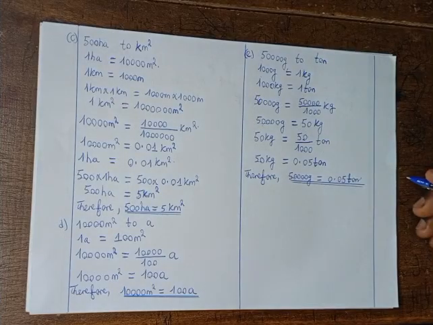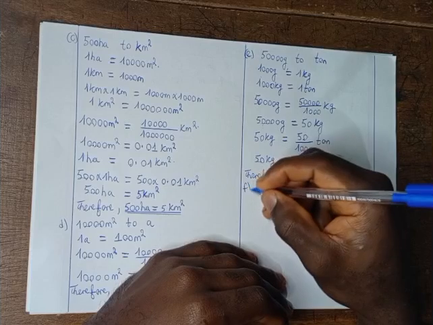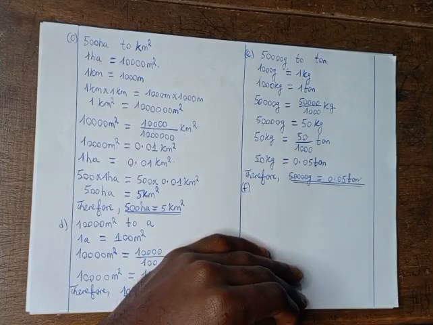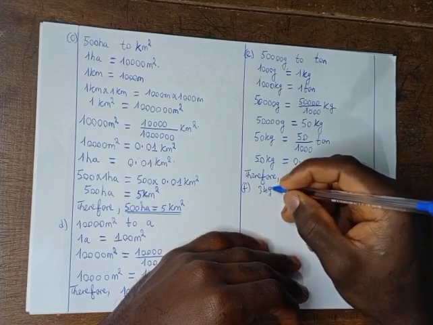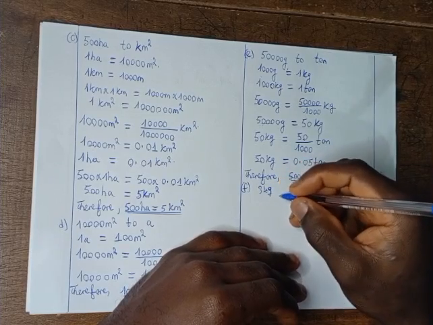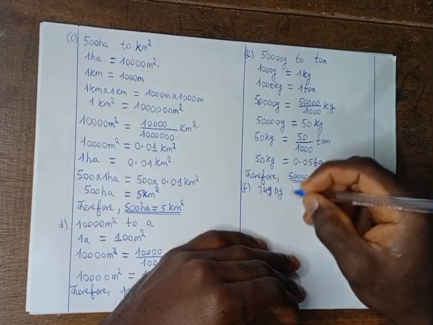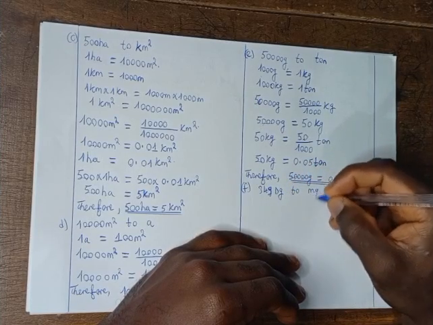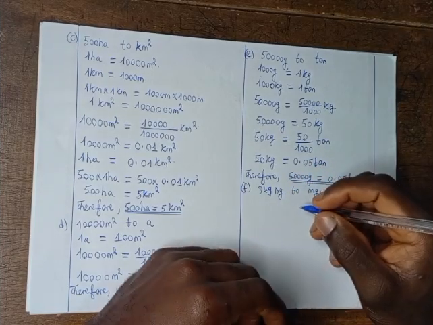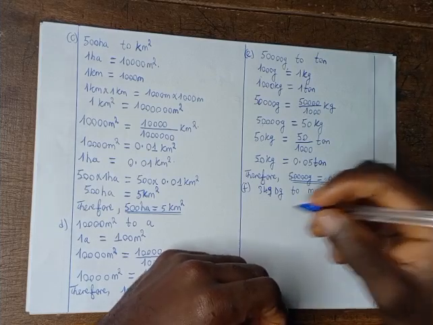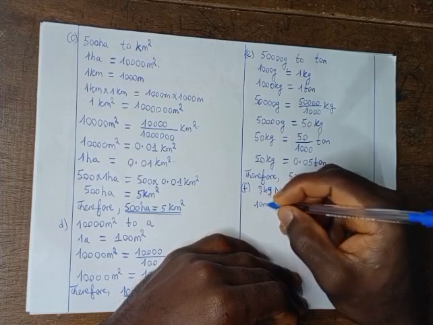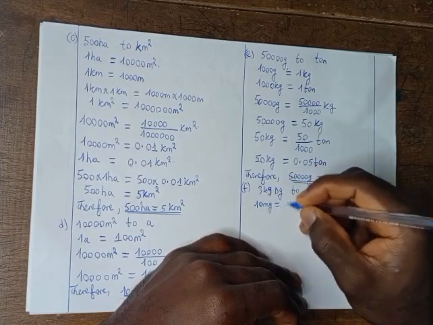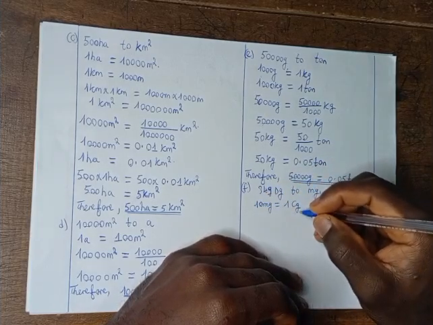We go now to the next question, question F. We are to convert 349 decagram to milligrams. First thing, we know that 10 milligrams is equal to 1 centigram.